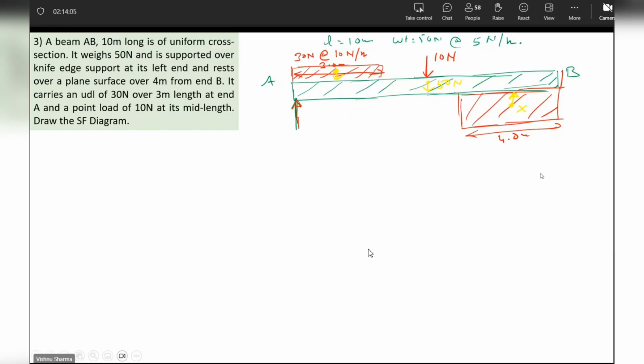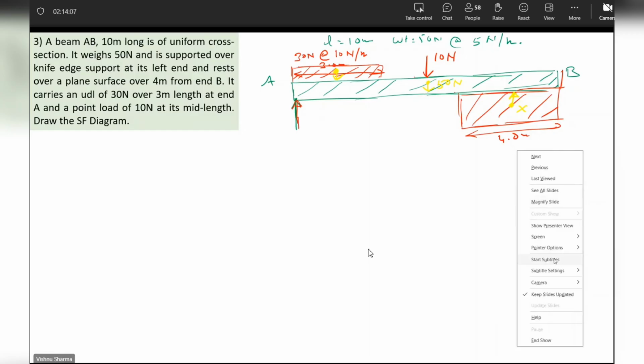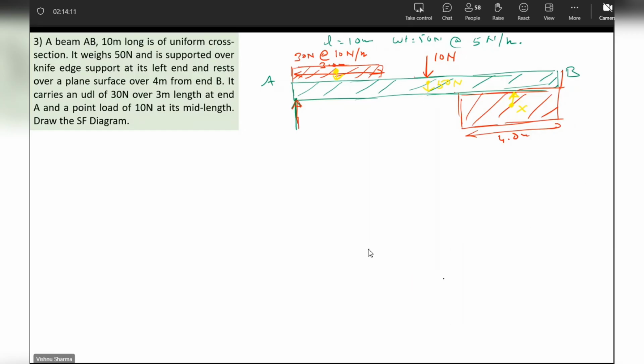Now, if you don't understand anything, please ask then and there. It is easier for everybody, so that you are aligned with the class, if anybody has any questions. So you will have RA acting here, and you can say you will have Rx assumed to be acting here, but it will be distributed over 4 meters. It is not concentrated at one point, right?